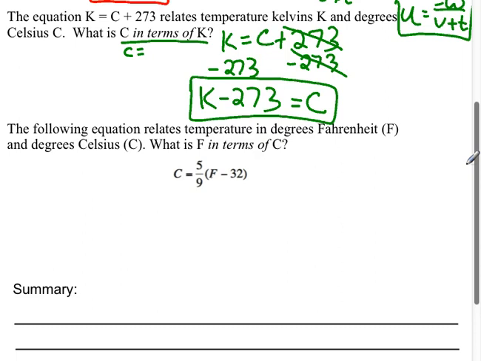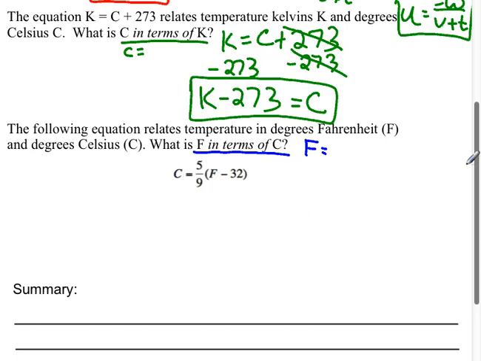If you notice the next example, F in terms of C. So what that means is we want this F equals, okay? F in terms of means you want this solved for F. F by itself, okay? So here we have 5/9 times F minus 32. So again, notice that 5/9, okay? That 5/9, that is multiplying that expression F minus 32.